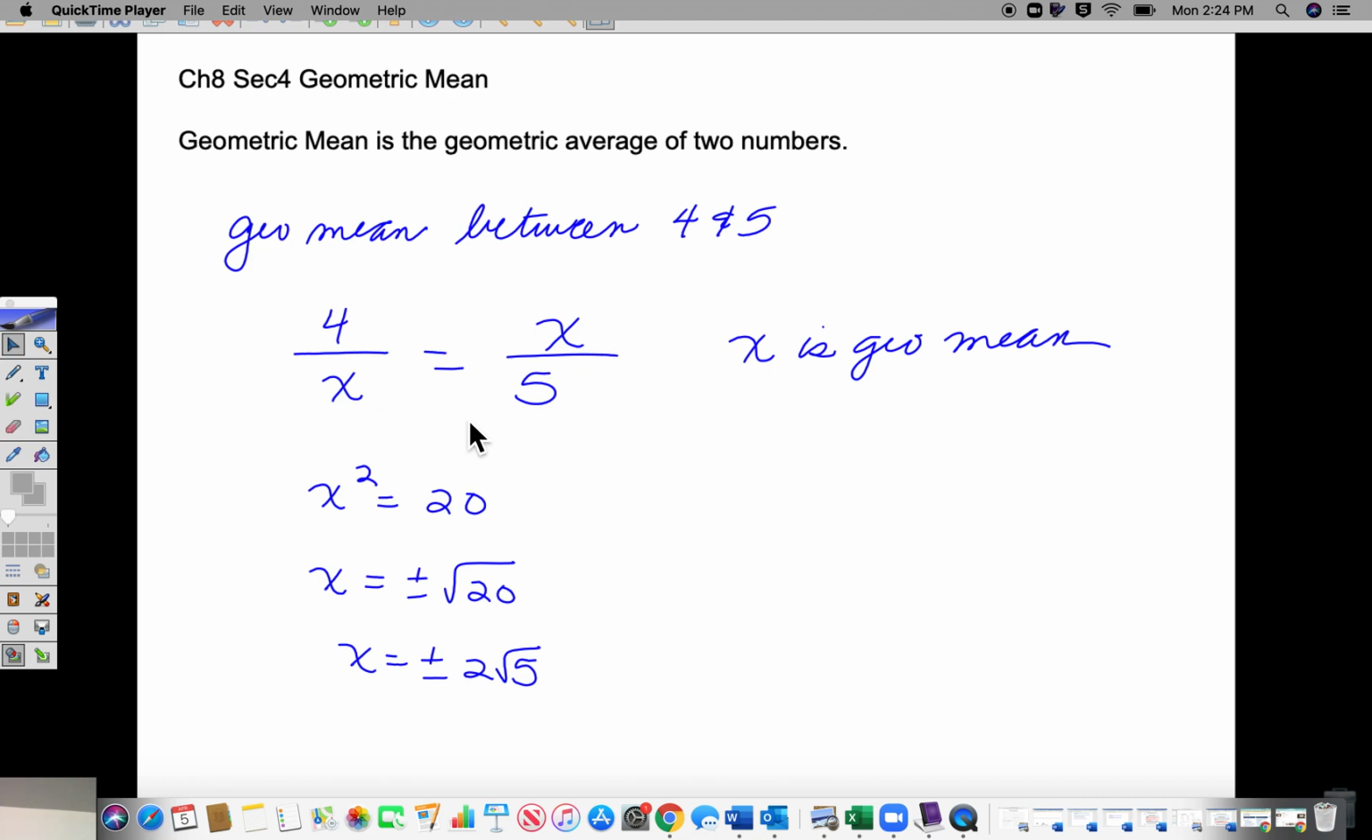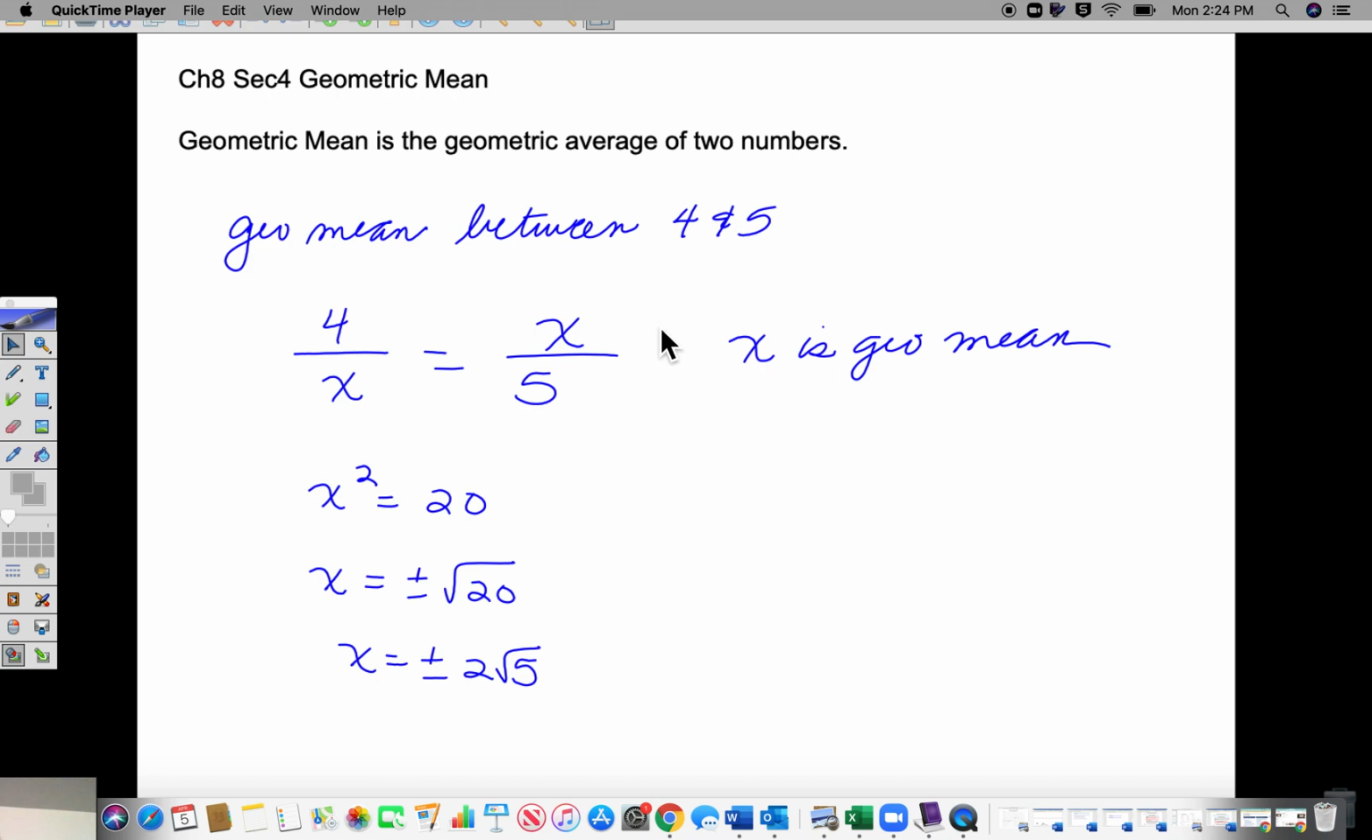And you cross multiply. And when you do that, you get x squared equals 20. Then you take the square root of each side. Remember, you have to account for both a positive and a negative answer for x before it was squared. And when you simplify, you're going to get x equals positive or negative 2 root 5. So that's what geometric mean is.